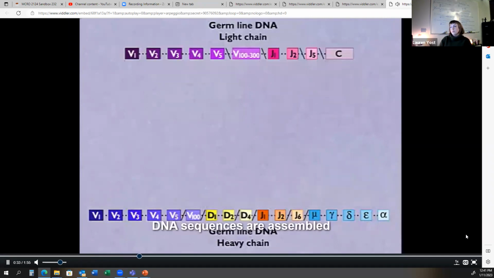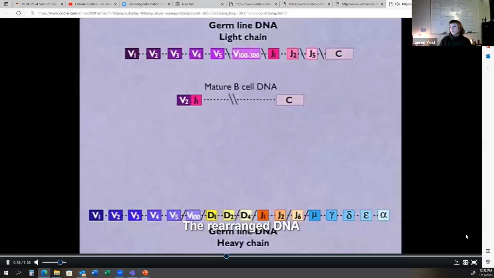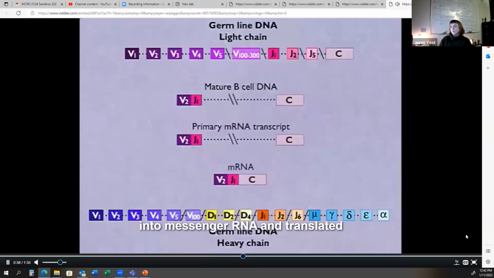DNA sequences are assembled by the random selection of V and J gene segments for the light chains and V, D, and J segments for the heavy chains. The constant region of the molecule is encoded by a single C or constant gene segment for light chains and 5 different constant regions for heavy chains. The rearranged DNA in the mature B cell is transcribed into messenger RNA and translated into the light chains of the antibody.